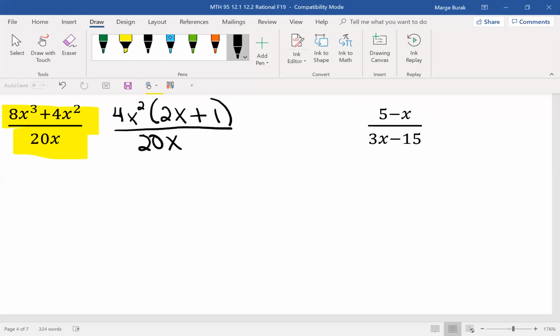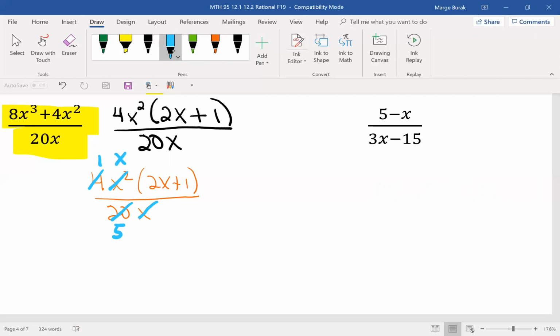All right, so really I have 3 factors in the numerator. I have 4 times x squared times 2x plus 1. And I have 2 factors in the denominator, 20 times x. So let's look and see if we can cancel some factors. Sure enough, 4 goes into 4 once and 4 goes into 20 five times. And x goes into x squared x times. So this would all turn out to be my numerator, 1 times x times 2x plus 1 over, and all that's left in the denominator is 5.